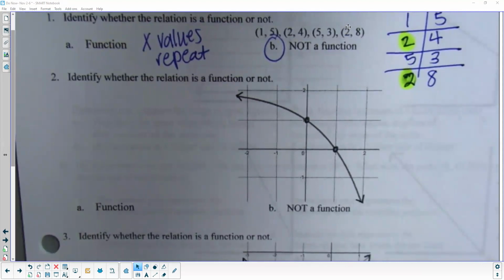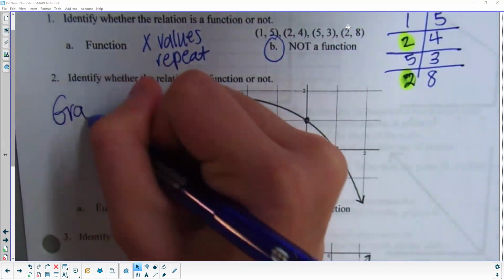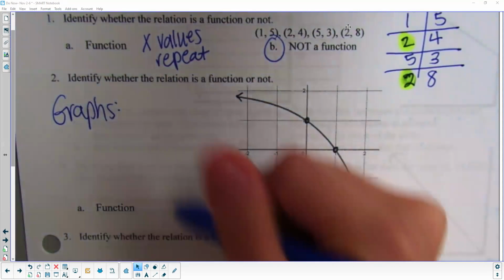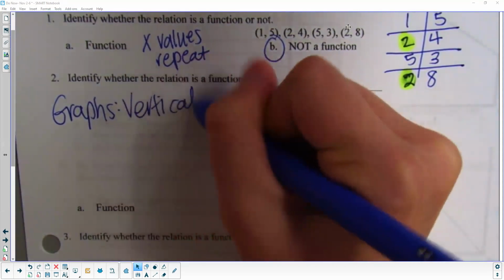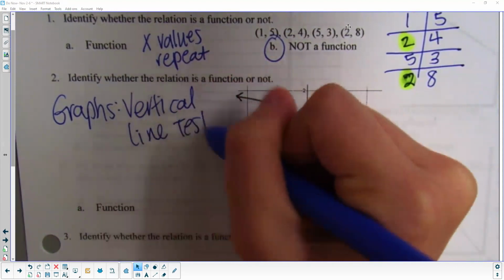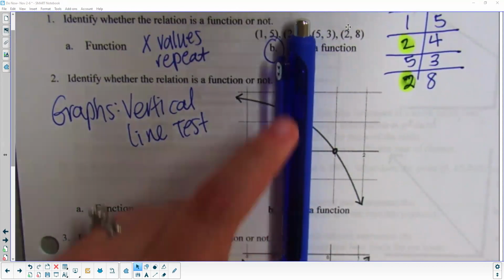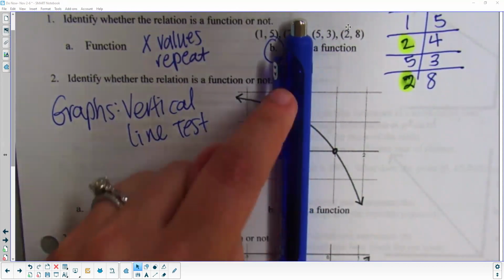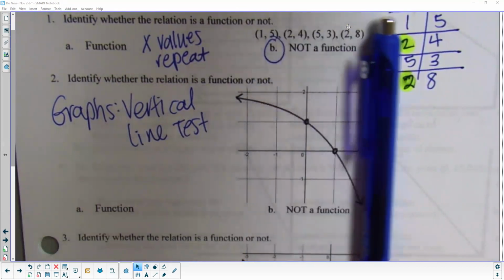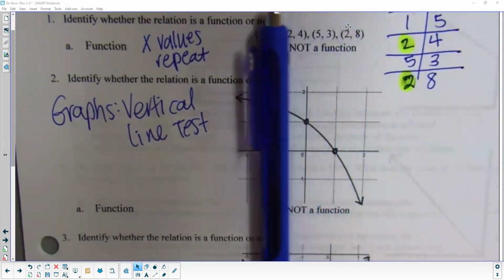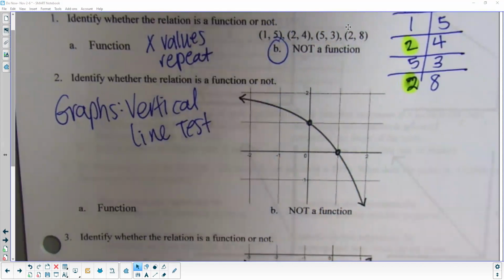The second question, identify whether the relation is a function or not, but this time we have a graph. Specifically, it looks like it's going to be an exponential graph. Now, when it comes to graphs, again, we don't want the x value to repeat, but we have the vertical line test. So for the vertical line test, that means I can take my pencil and go all the way across, and I want to check to make sure there's no two different x values that touch my pencil at the same time. And I'm going all the way across, and I don't see any of the same values that touch my pencil twice, so that means that it is a function.